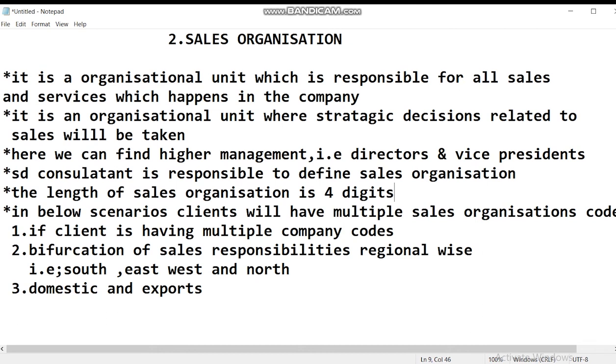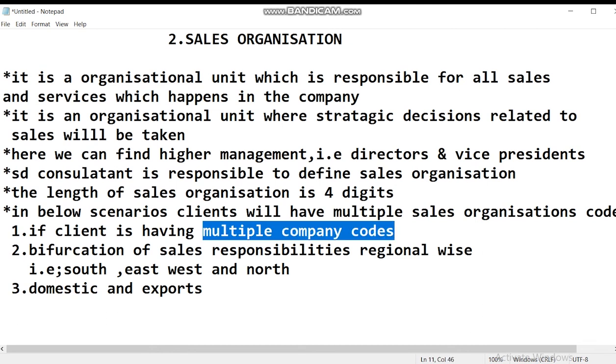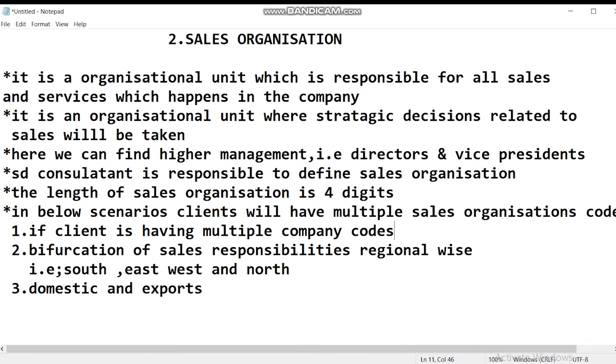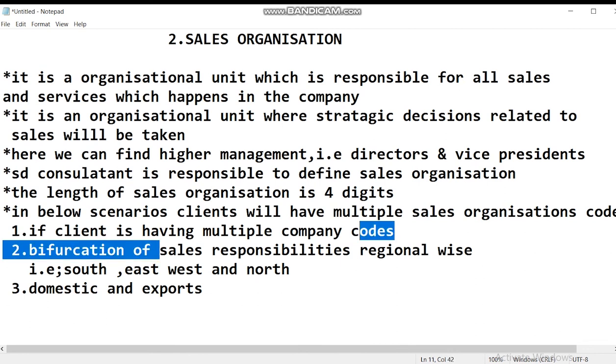After discussing it theoretically, the length of the sales organization is 4 digits. It can be numeric or alphanumeric, etc. In the scenarios below, clients will have multiple sales organizations. That is, if the client has multiple company codes, definitely you have to maintain multiple sales organizations.